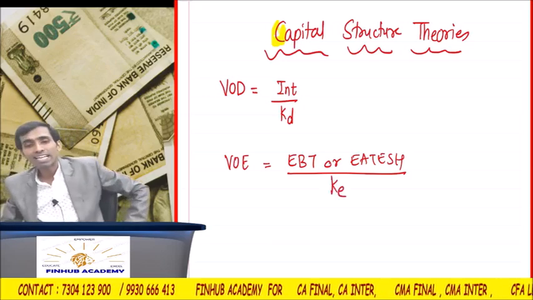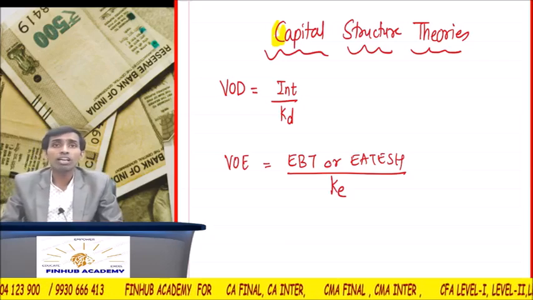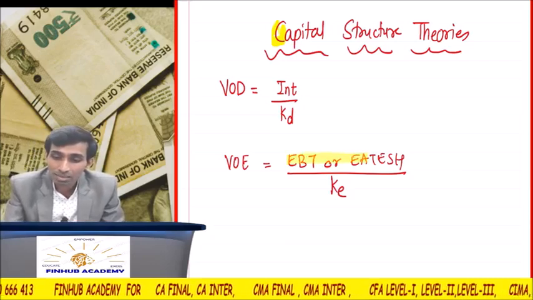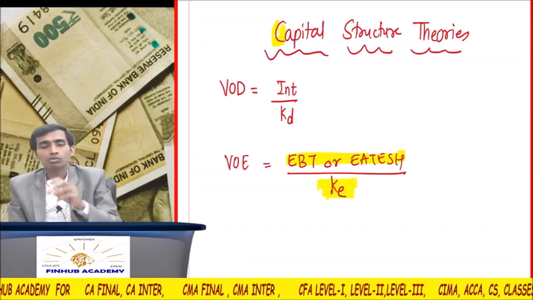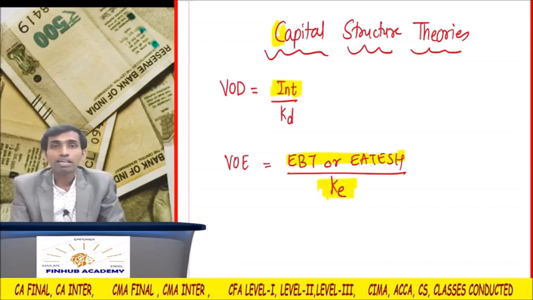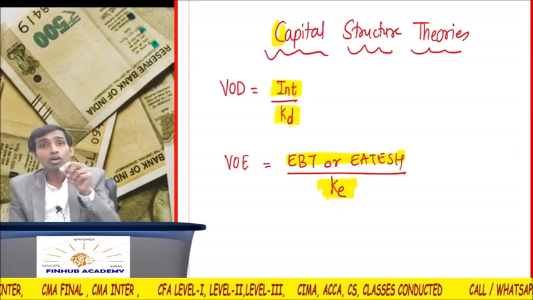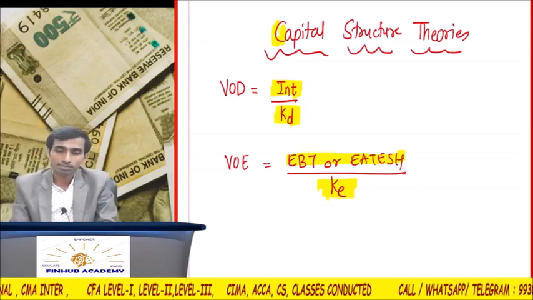When I divide any amount by its percentage, it is called capitalizing. This is the income of equity, and I am dividing it by the rate of income, the cost for the company. So I am capitalizing. Understood? Please copy this.